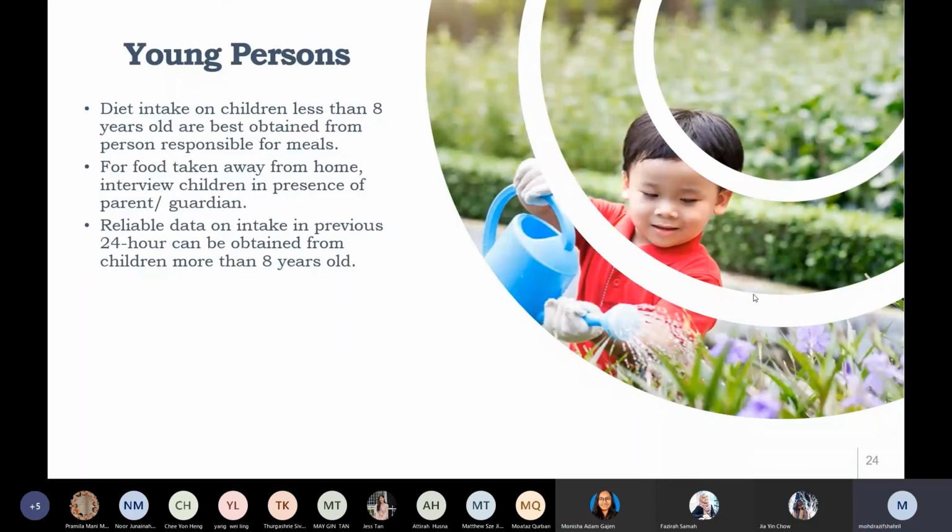Reliable data of intake in the previous 24 hours can be obtained from children more than 8 years old. So if your study is among children darjah 2 and above, you can actually interview them, because they already know how to communicate with the person. They know how to respond to questions well. So 8 years and above is considered not a special group. You can collect data directly from them.